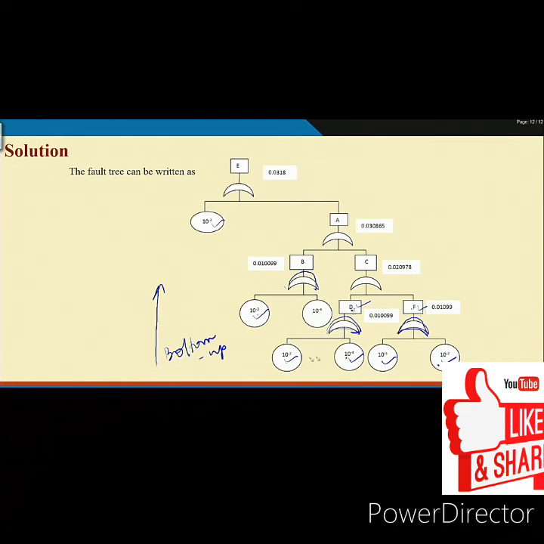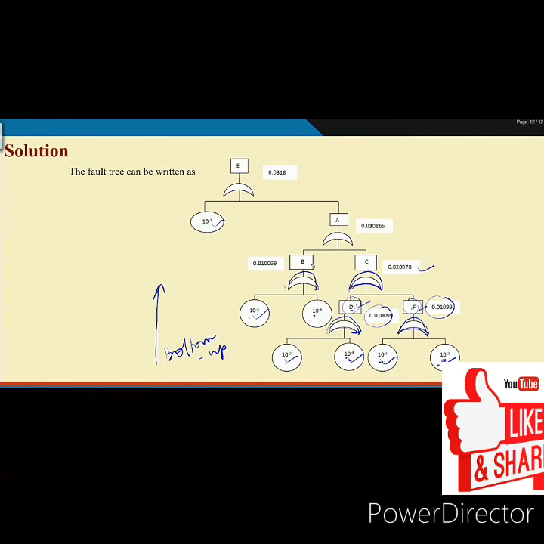This plus this minus this into this. What is the probability of this? This plus this minus this, probability of this into probability of this. So, if you calculate, you will get the probability of D is this, probability of F is this. Again it is another OR gate. So, that means what will be the probability of C? Probability of D plus probability of F minus probability of D into F will give you this one.